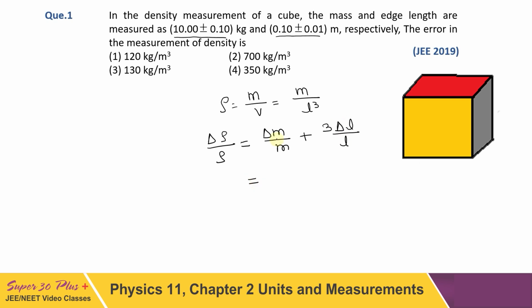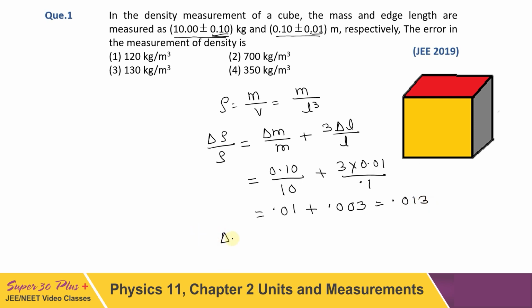Now if you substitute values here, delta m is given, this is delta m, 0.10 upon mass which is 10 kg, plus 3 into delta L, which is given 0.01, so 0.01 upon 0.1. These two values will be 0.01 plus 0.03. On adding, this will come as 0.13. This is delta rho by rho, but it is asking for error in measurement of density. So actually delta rho is desired. So this value has to be multiplied with rho, 0.13 rho.